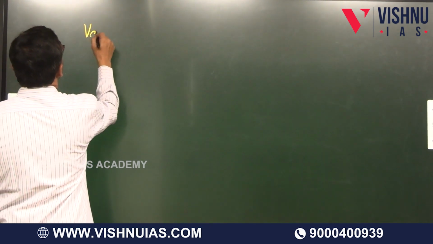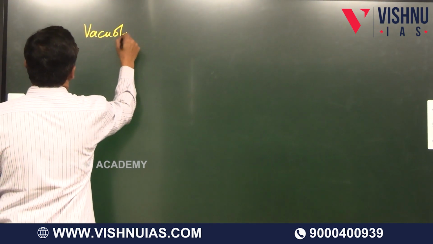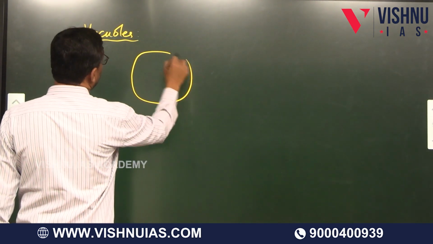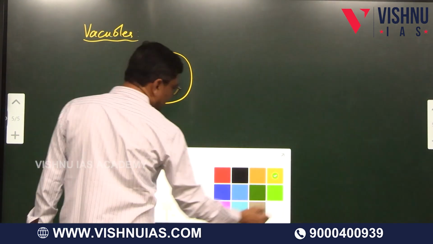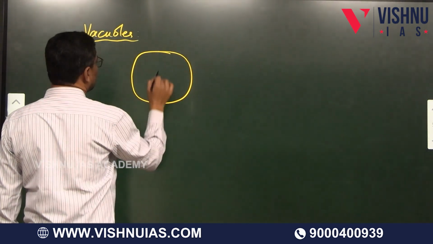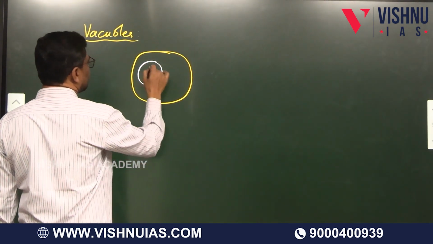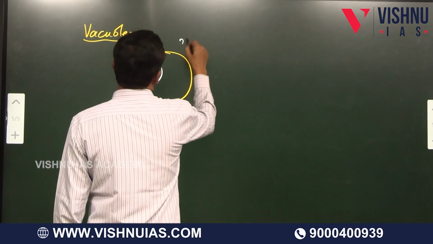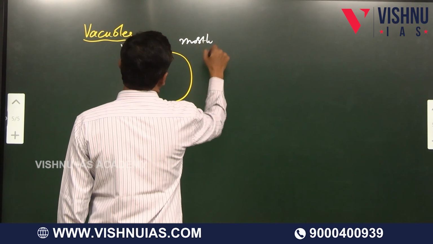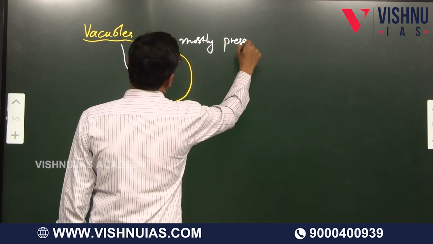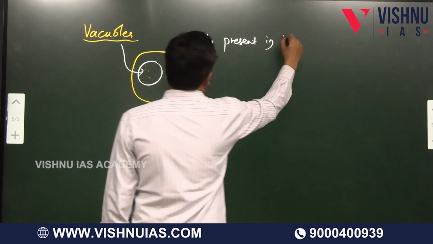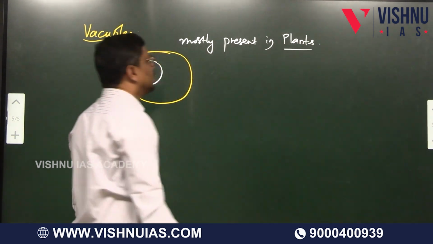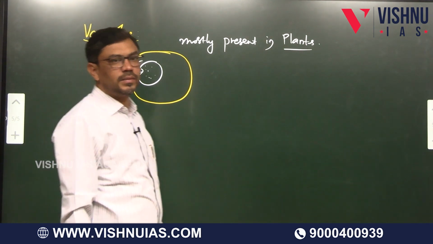Then vacuoles. Suppose this is a cell. Inside the cell, in plants, a large empty space is present. This is called a vacuole. Mostly present in plants.